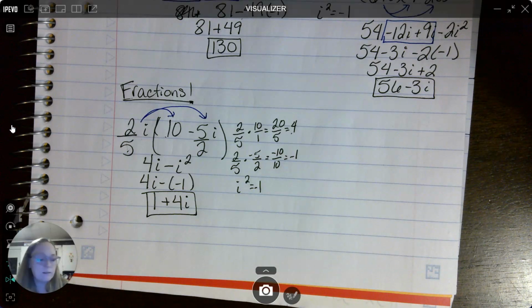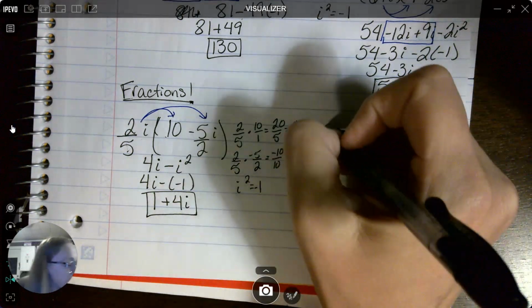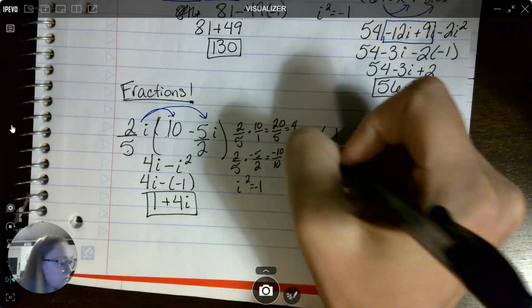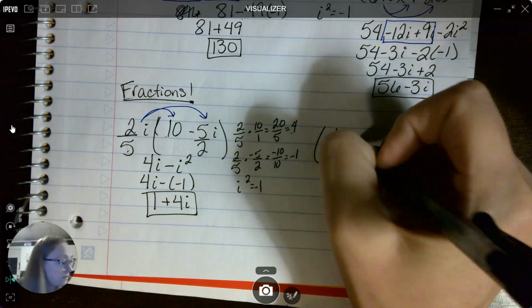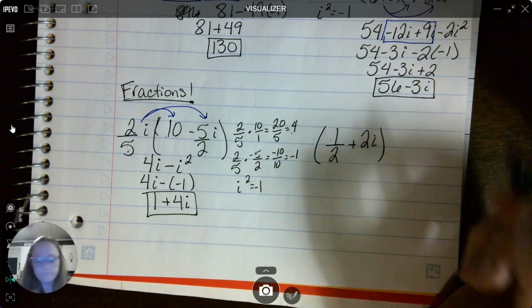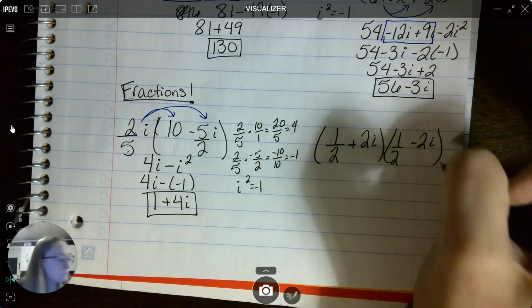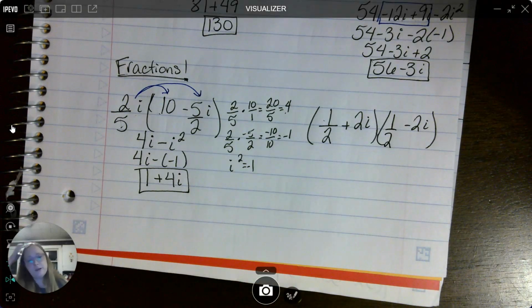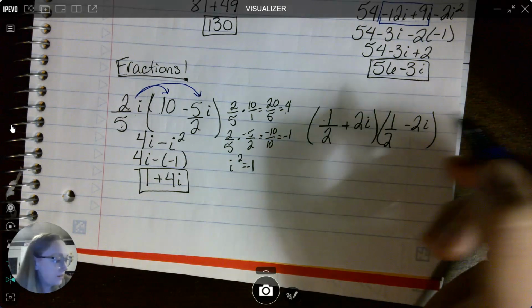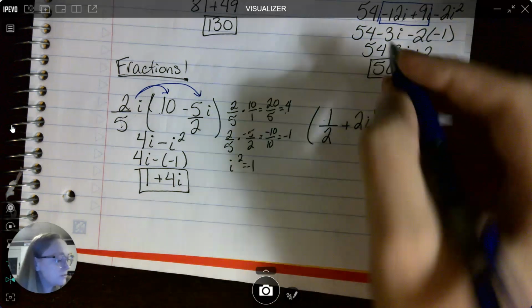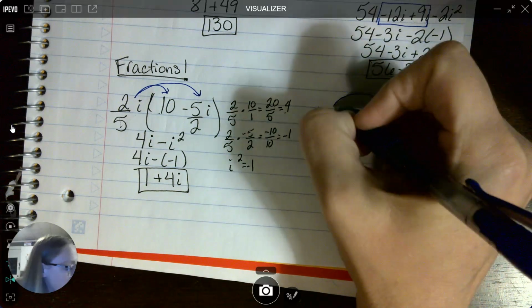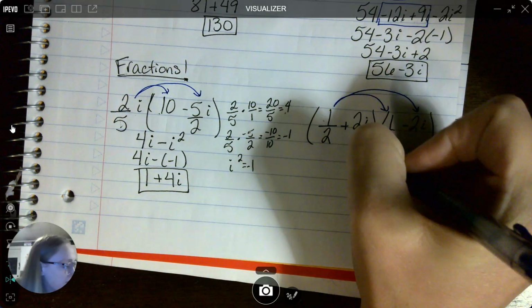So let's try another one. Looks a little bit crazier, but we want to get comfortable with them, and the only way to do that is to stop avoiding those fractions. Okay, here we go. So we have 1/2 times 2i plus 2i times 1/2 minus 2i. We'll start to see patterns happening here when we have two binomials multiplied by each other and they have opposite signs, but we'll get there.